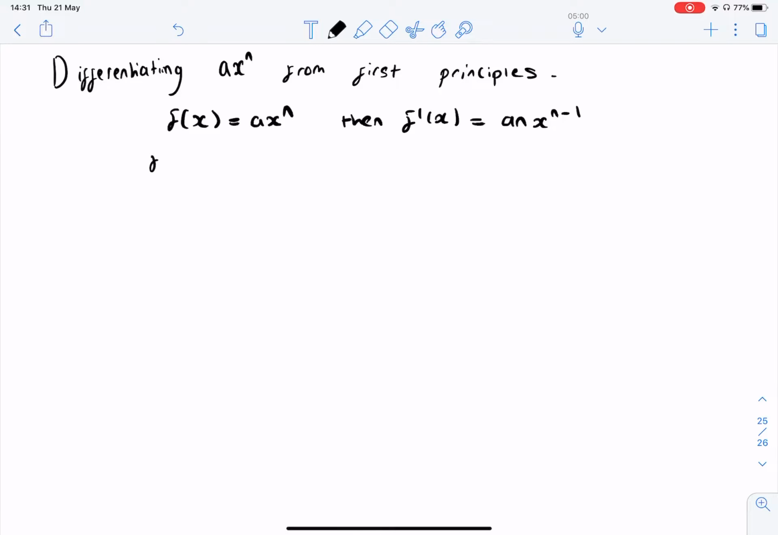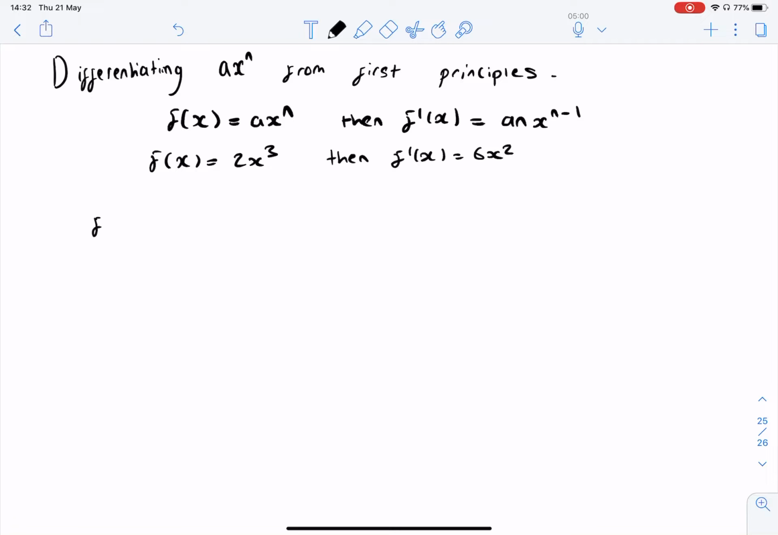So for example, if f of x is equal to 2x cubed, then the derivative would be 6x squared. That's basically if your a is your 2 and your n is your 3, you're bringing the power down and you're taking away 1. Okay, but a lot of people don't know why this actually works, so let's show you how.